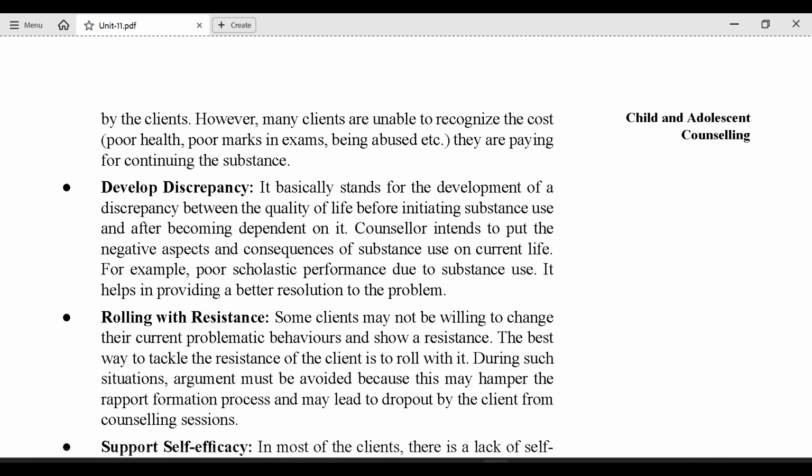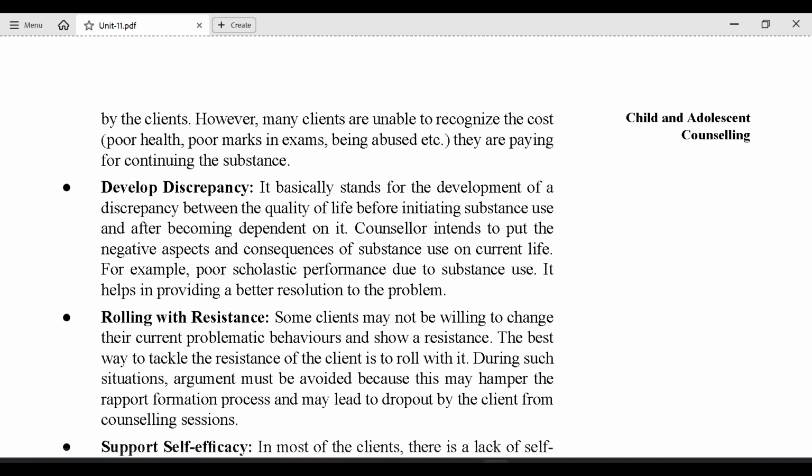They are paying for continuing the substance. Develop discrepancy. It basically stands for the development of a discrepancy between the quality of life before initiating substance use and after becoming dependent on it. The counselor intends to put the negative aspects and consequences of substance use on current life, for example, poor scholastic performance due to substance use. It helps in providing a better resolution to the problem.